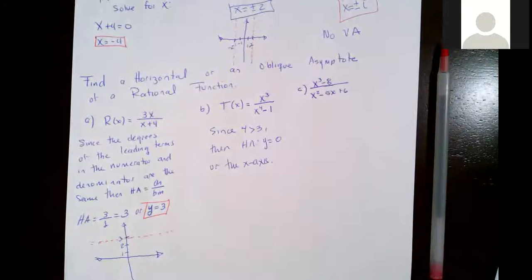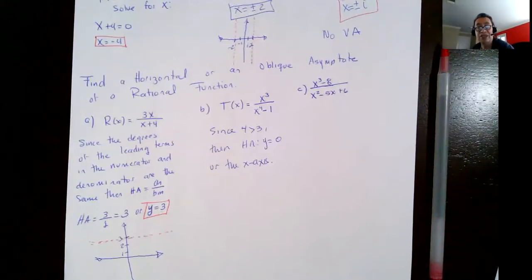Question for A, Professor. Yes. You just put the asymptote y equal to 3. If we graph the x plus 4 or whole equation, how do we graph it? Well, that's what we're going to do next section, Mohammed.